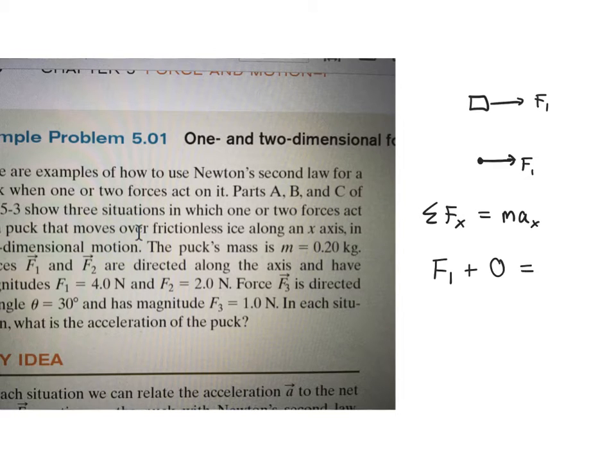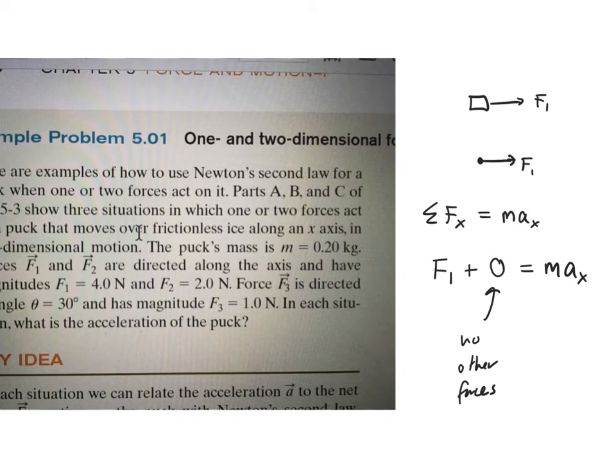I'm going to put 0 for a minute because there's no other forces. I'm never going to put 0 after this. I'm just putting it there to say that there are no other forces, and that equals ma. And a is in the x direction.